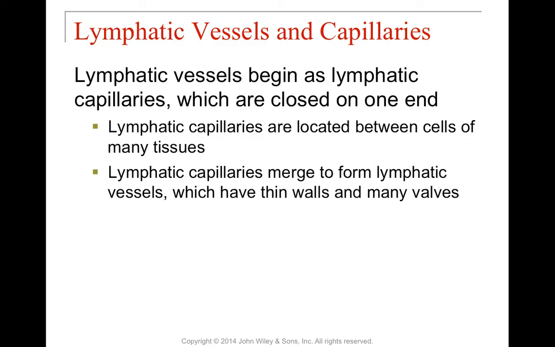And just like the venous return, we're going to see many valves, so one-way valves that are going to keep this fluid going forward. But unlike venous return, we're going to see all of these vessels merge into areas where we might have lymph nodes, or what we'll talk about later, called MALT or mucosa-associated lymphatic tissue.